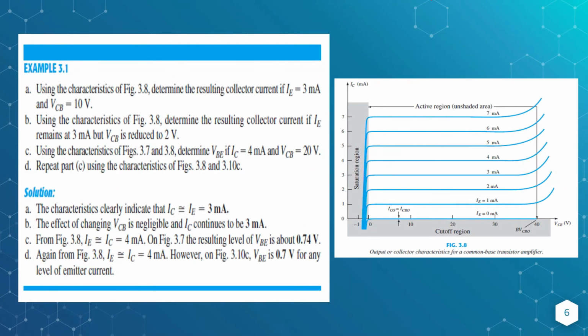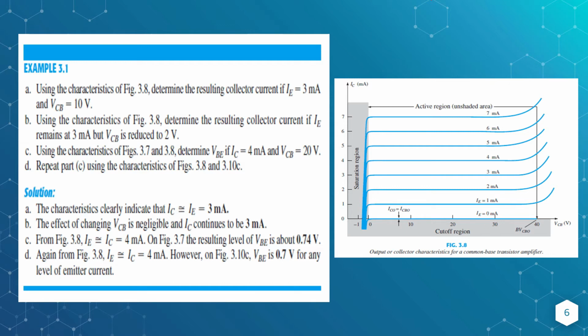So we have an example here, Example 3.1. A: using the characteristics of Figure 3.8, determine the resulting collector current if IE is equal to 3 mA and VCB is equal to 10 volts. B: using the characteristics of Figure 3.8, determine the resulting collector current if IE remains at 3 mA but VCB is reduced to 2 volts.